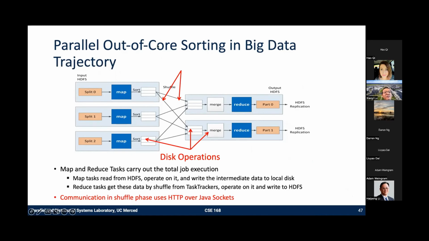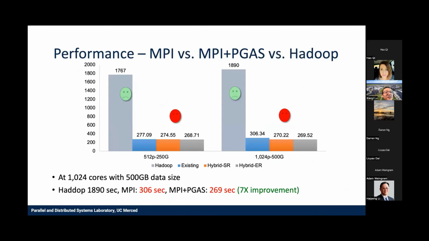Okay, so maybe let me quickly finish as many as I can. In the big data community, you can do it with Hadoop or Spark kind of solutions, but it's still very challenging. Here we just want to show some performance numbers. You can see that if you choose the right solution, you're able to reduce time by 7x.